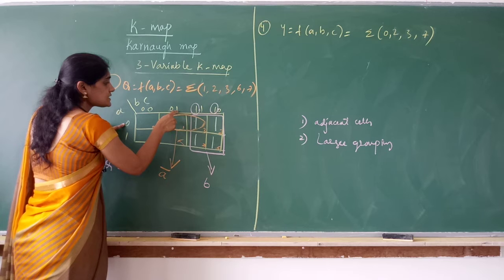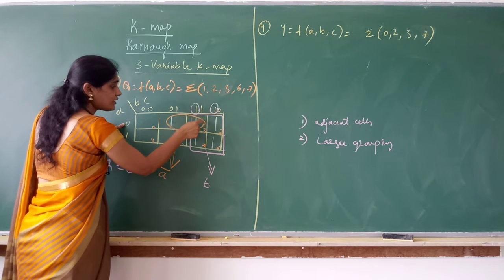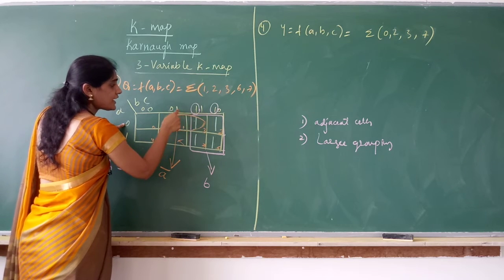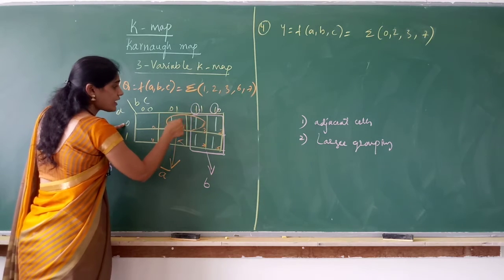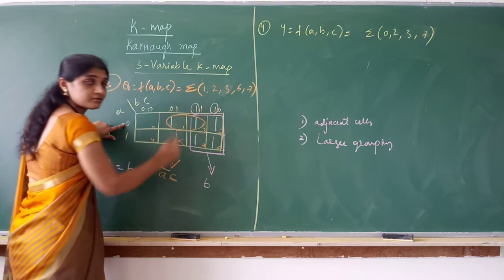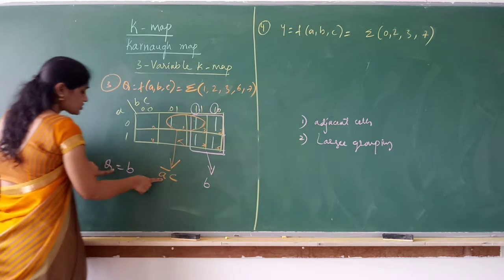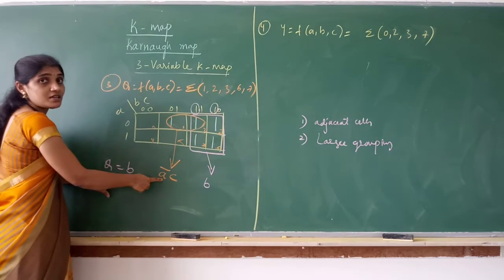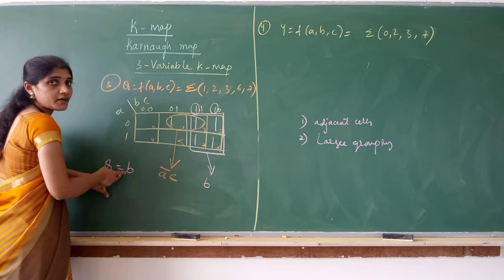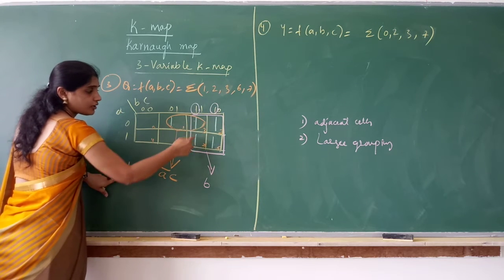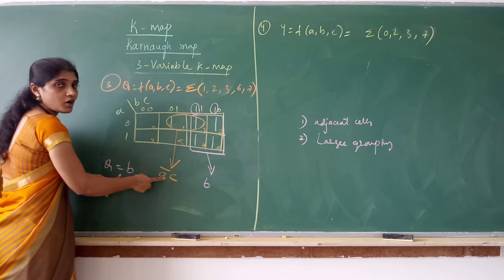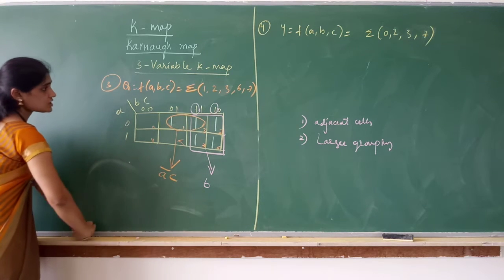Coming to C. C is taking 1 for both the cells, so I have to write C. So for this particular grouping, I have got A bar C. In your equation, you are writing the equation in SOP form. This is one product term, B, by grouping this particular group. The second product term is what? A bar C.